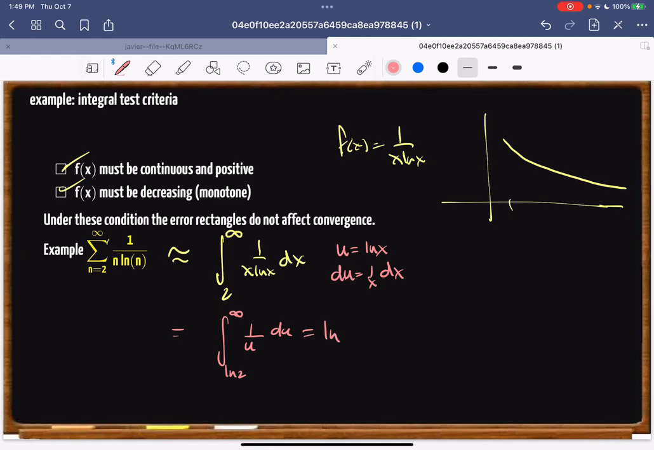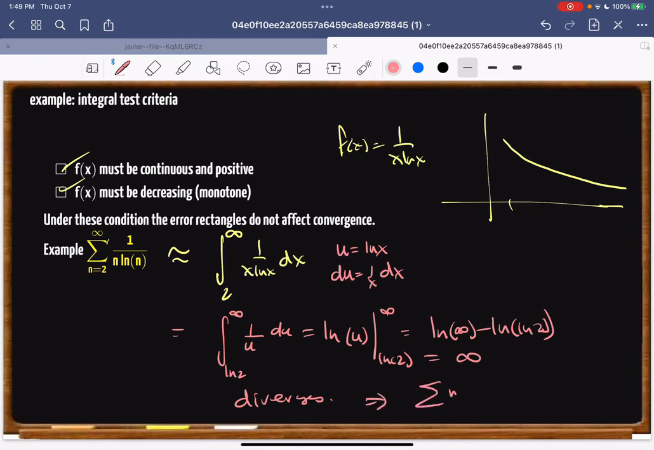So this becomes ln of u evaluated from ln of 2 to infinity. So this becomes ln of infinity minus ln of 2. And that becomes clearly infinity. So therefore this one diverges, which implies that the original one, 1 over n ln of n, also diverges.